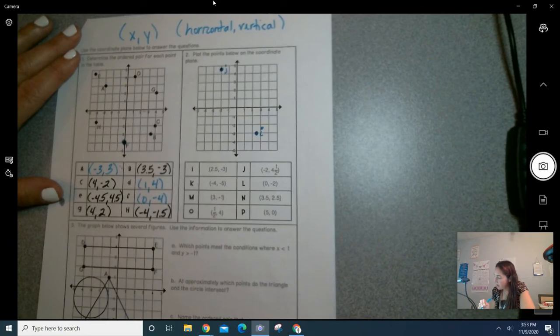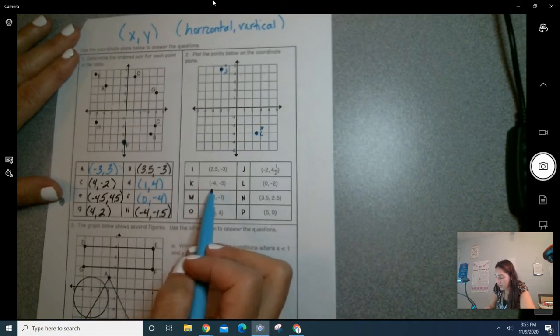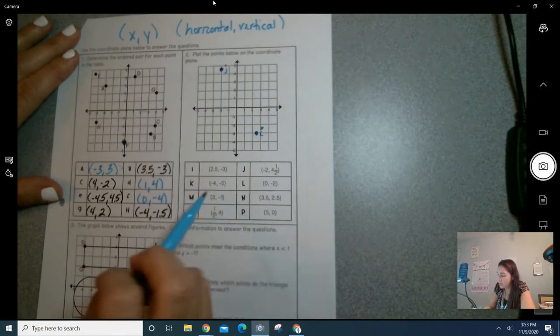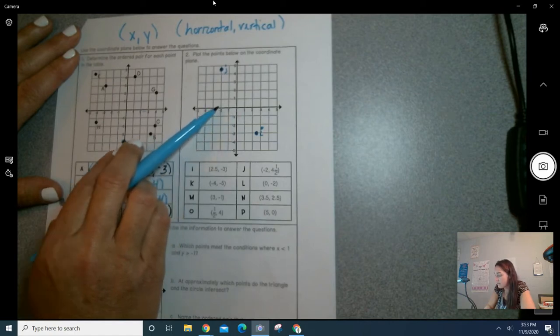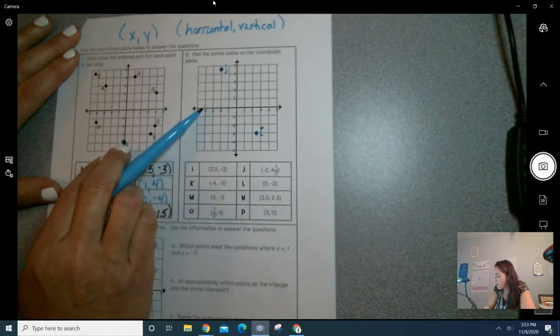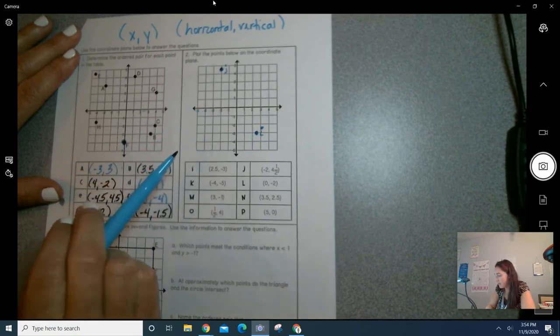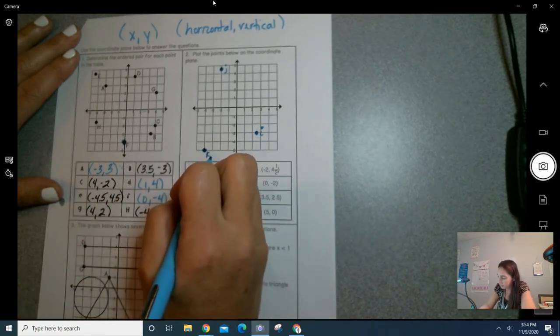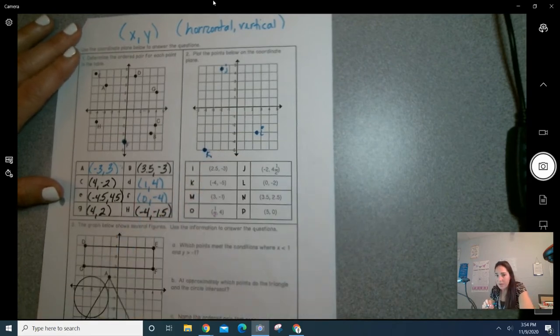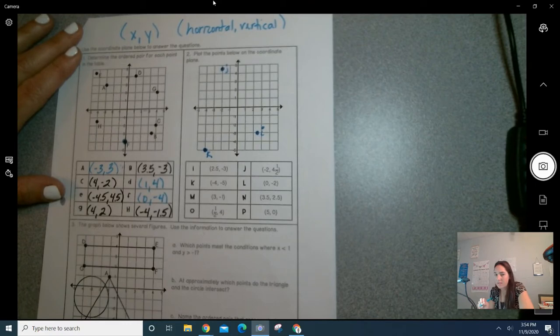Okay, I'm going to do K with you, and then I would like for you all to do the rest. The ordered pair for K is -4, -5. So again, we start at 0, and because the X number, or the horizontal, is negative, we're going to move to the left to -4. And then the Y number is -5. So we move down to -5. And that is K. Okay, I want you to, on your paper, plot the rest of these points, and then we'll check them. So pause your video.